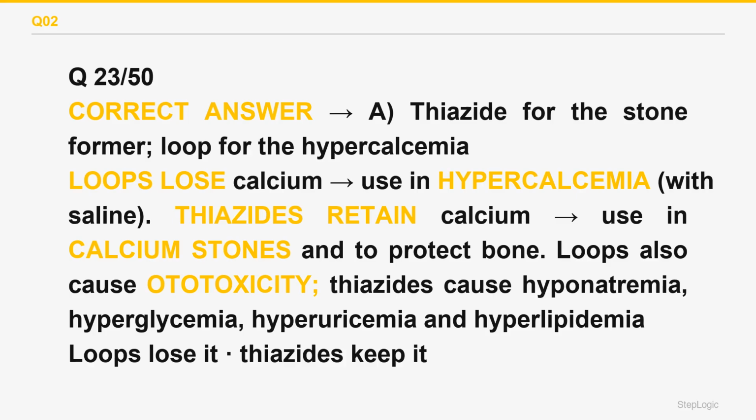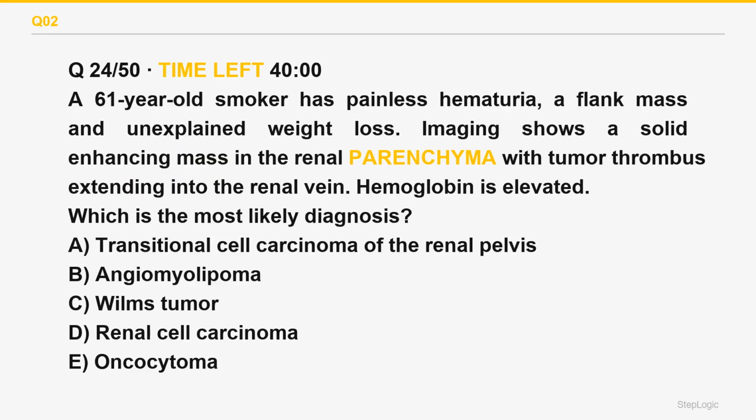Choice E misplaces acetazolamide, which alkalinizes the urine and would actually promote calcium phosphate stone formation, making it a poor choice for a stone former. If you see a diuretic and calcium in the same question, it leads to loops, lose it. Thiazides, keep it.